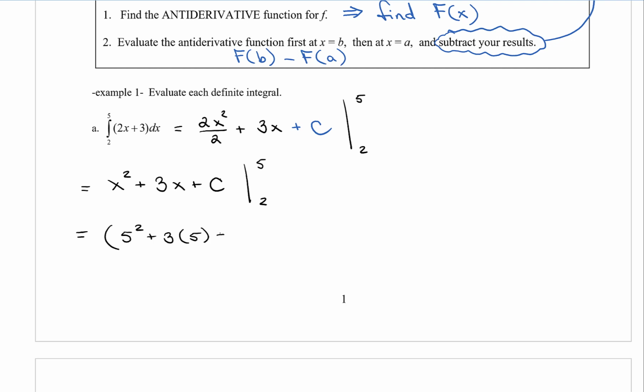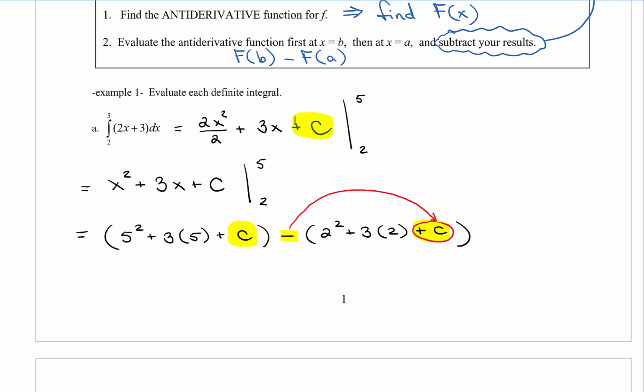So this will be 5 squared plus 3 times 5 plus c, all inside of a set of parentheses, minus, open up a set of parentheses, 2 squared plus 3 times 2 plus c, close the parentheses. And here you can see that this minus sign is going to be distributed. When you distribute this minus sign to the c that's at the very back, where it says plus c, and the c in the first expression, you can see that these c's are going to basically cancel each other out.